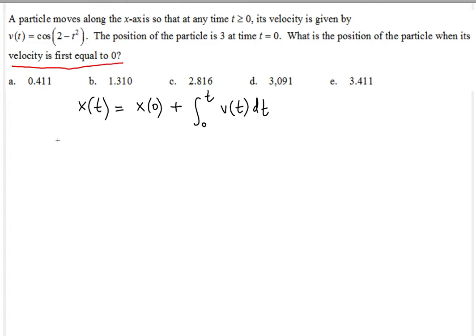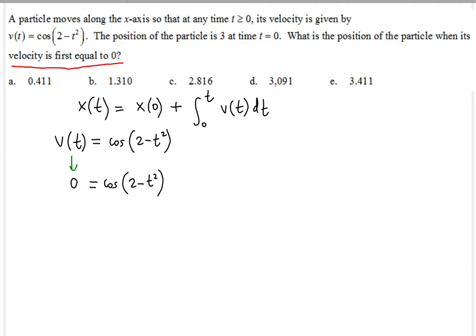So let's write the velocity function. This is given to us as cosine of 2 minus t squared. We want to set that to 0, because we need to find the time at which the velocity is first equal to 0. We need that t value in order to plug it into the position function. So we set 0 equal to cosine of 2 minus t squared.